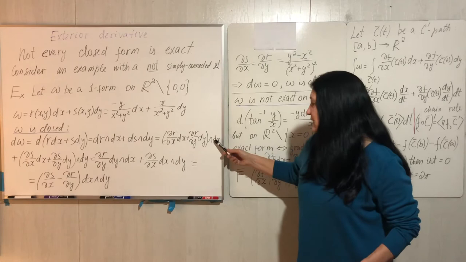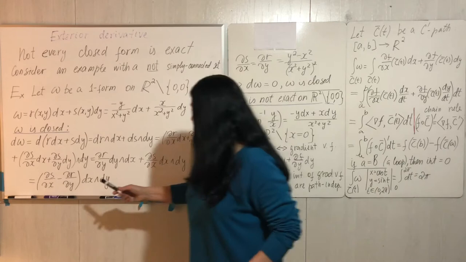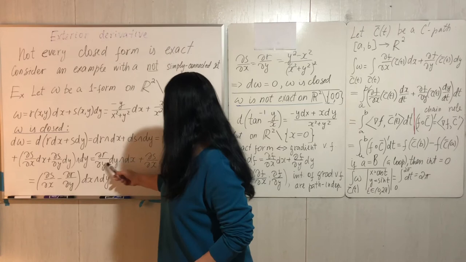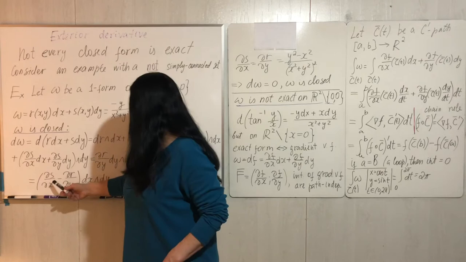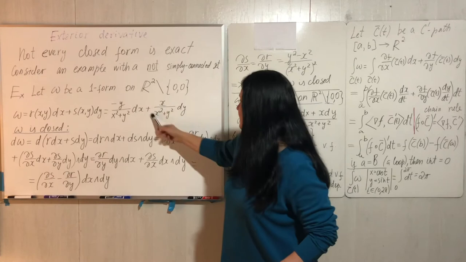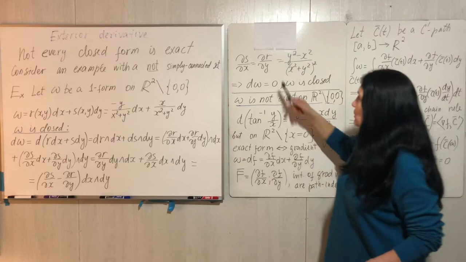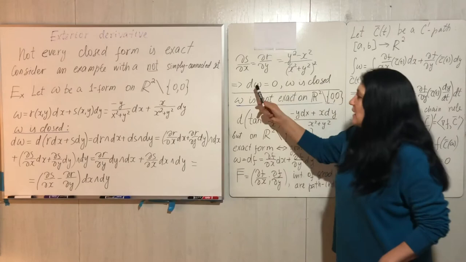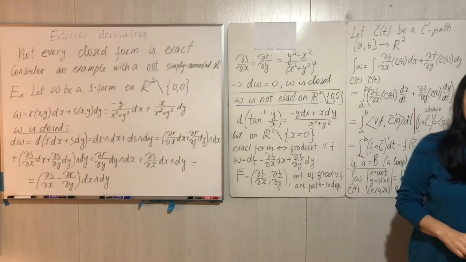And from the second we have only ds/dx dx wedge dy. By interchanging dx and dy here, we have this. So finally, our two-form is (ds/dx minus dr/dy) dx wedge dy. Now if we compute ds/dx, taking into account that s is this function, we get this expression, and the same expression we get if we compute dr/dy. Since they're equal, the difference is zero, and d omega is zero, so omega is closed. So we have shown that.